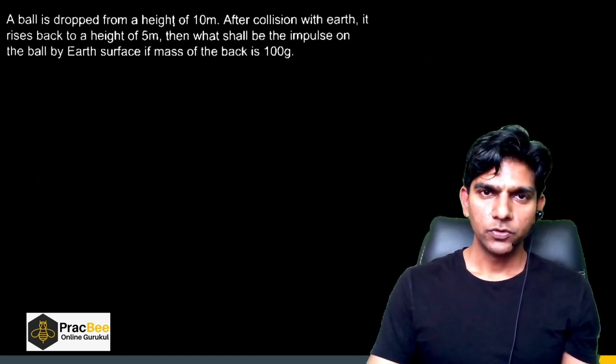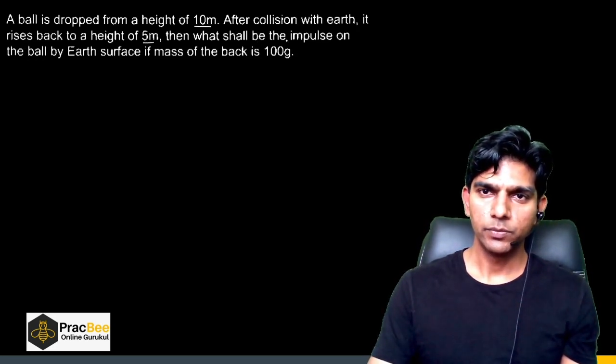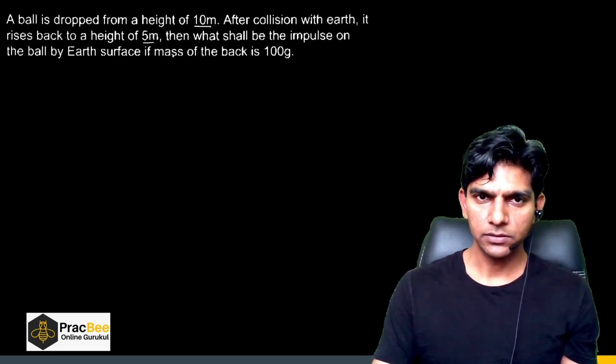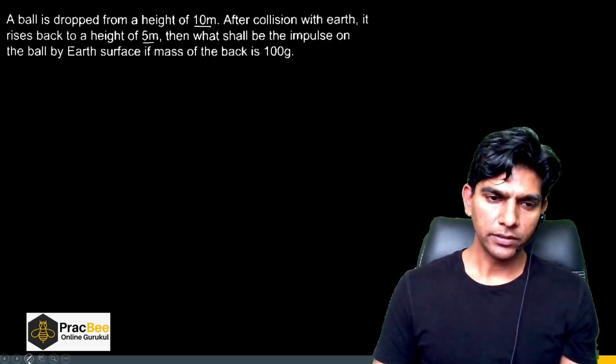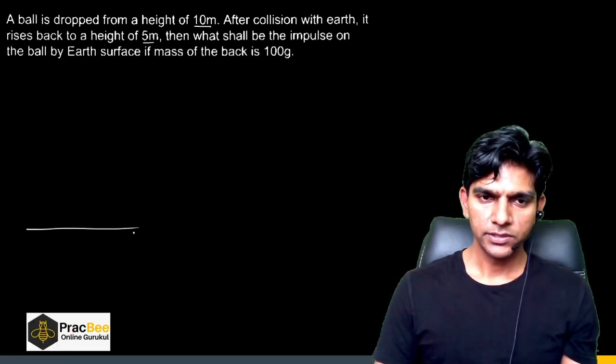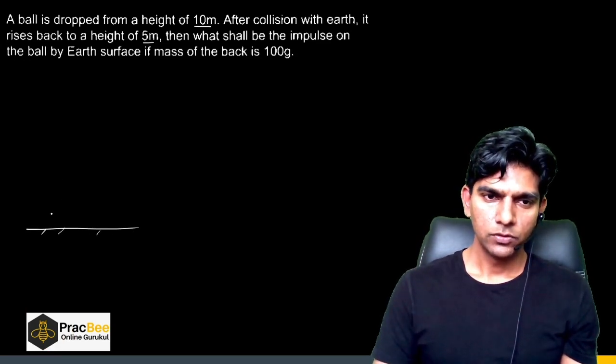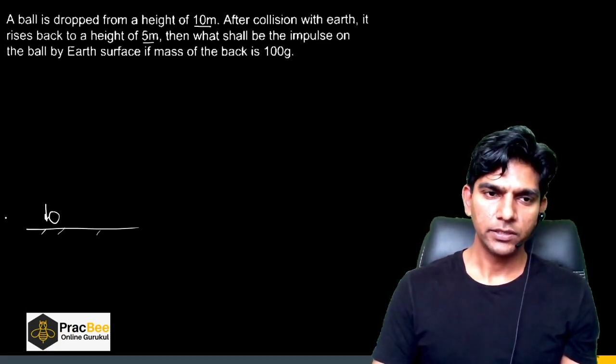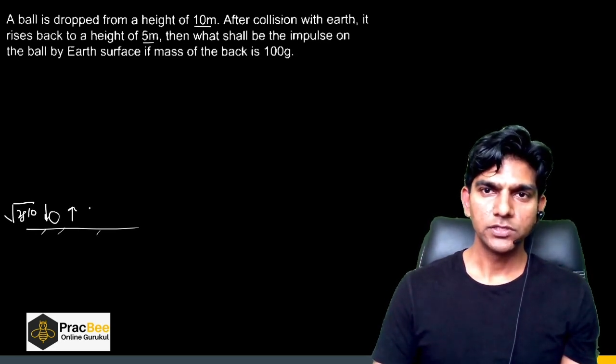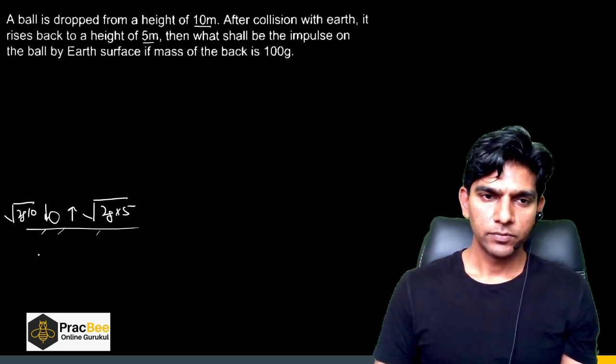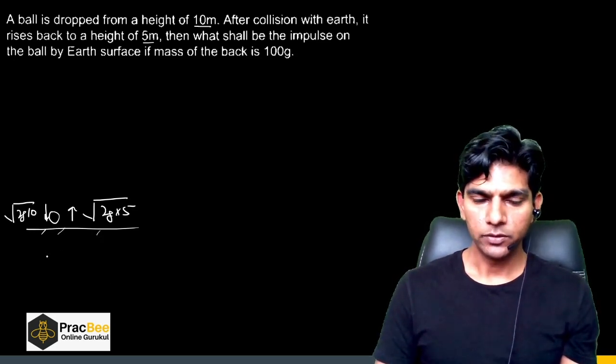A ball is dropped from the height of 10 meters. After collision with the earth, it rises back to the height of 5 meter. Then what shall be the impulse on the ball by the earth's surface if mass of the ball is 100 grams? So this is the surface of the earth. Just before collision, the velocity is root of 2g10. And after collision, the velocity becomes root of 2g5. So the impulse is nothing but the change in momentum, right?